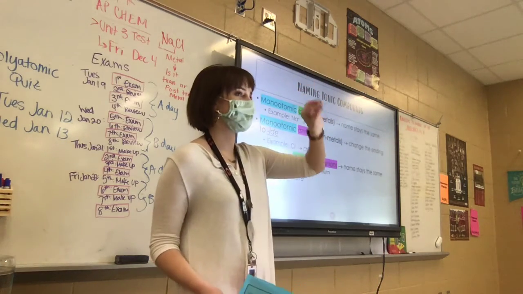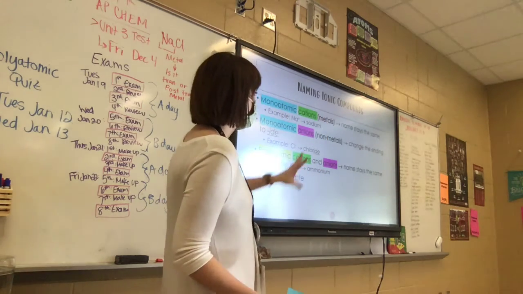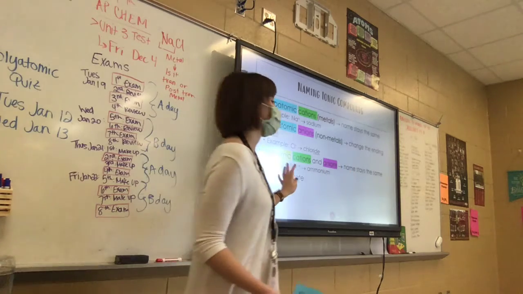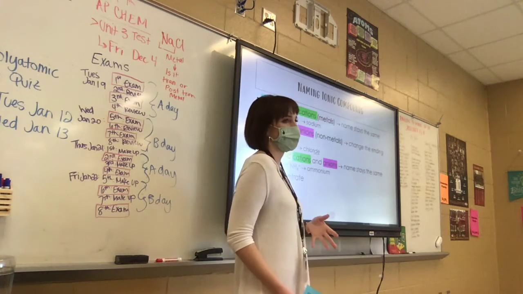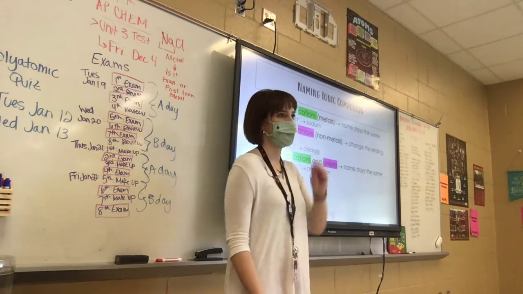Now, monoatomic anions, these are the nonmetals of the periodic table. If a nonmetal is charged, it's considered a monoatomic anion. For these, when we're naming them, we're going to change the ending to -ide. So here we have chlorine -1. Instead of just calling it the chlorine ion, we call it the chloride ion.